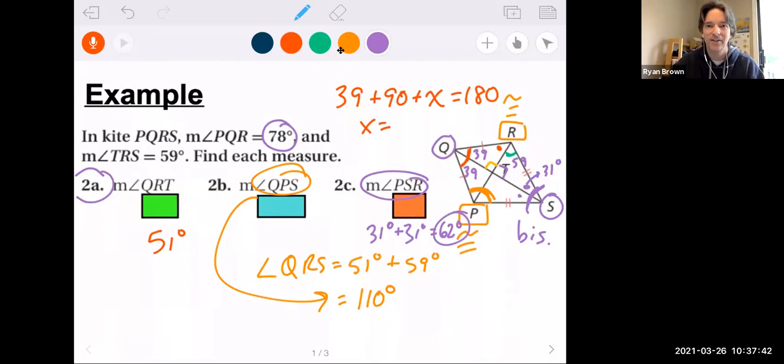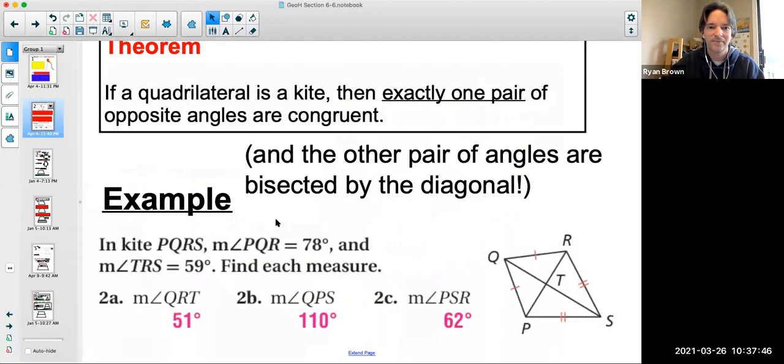And I'll show you on my screen that we are exactly right. Shall we check? There we go. Do you see the answers on the bottom? Good job. Kites are pretty cool. Kites are neat, what we can do with them. All right, but what else can we play with? What if we play with another shape?